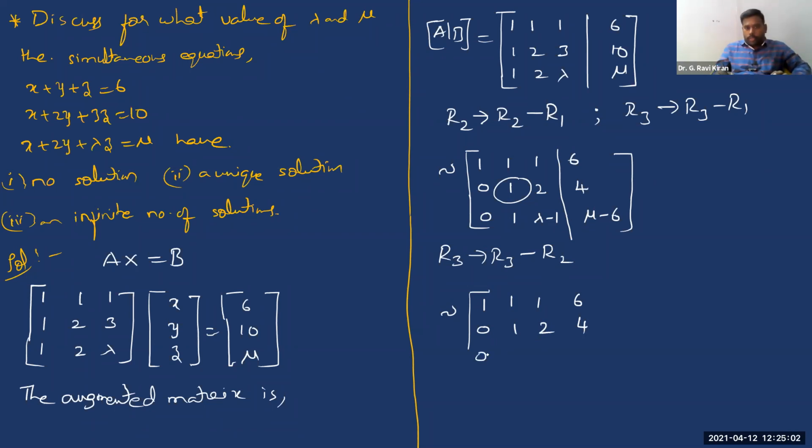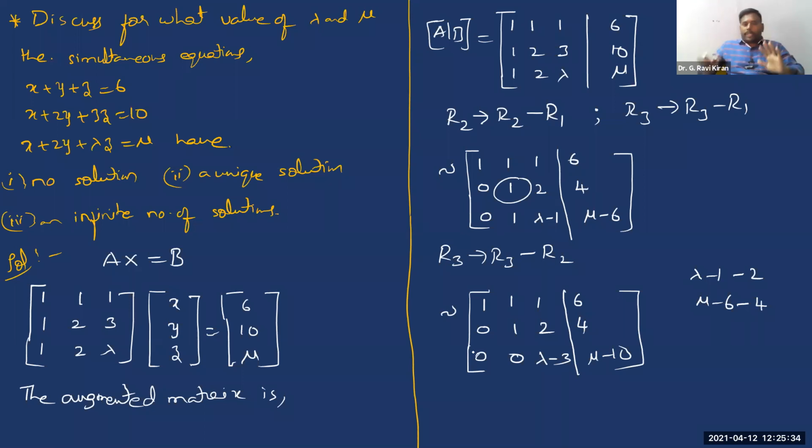what you get here, you see 0 minus 0, then 1 minus 1, 0. And see here it is lambda minus 1, minus 2. In the second row, it is minus 2. So lambda minus 1, minus 2, which is lambda minus 3. Next, what about this? It is mu minus 6 already, and then you are taking R2, right? So mu minus 6 minus, in R2, you have a 4. So mu minus 6 minus 4, you see, it is mu minus 10. So that's how we'll get the new augmented matrix.